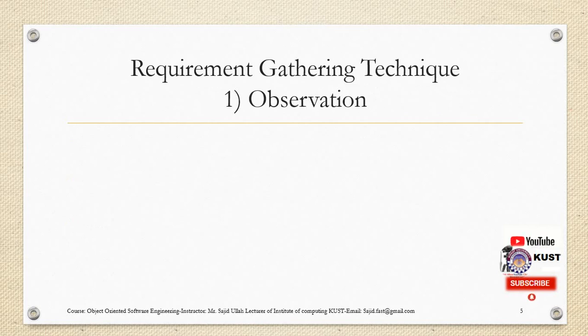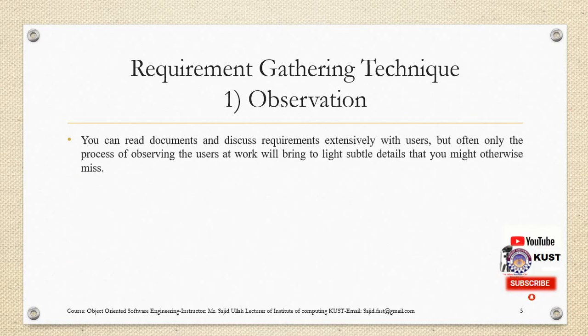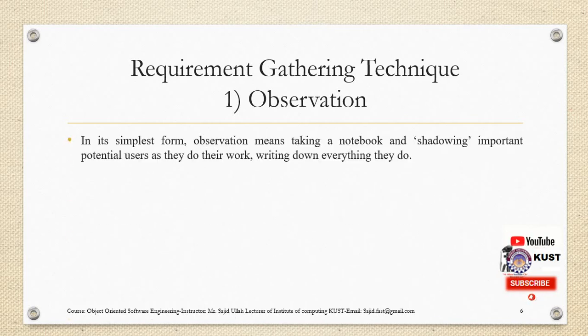First is observation. Observation is the first requirement gathering technique. You can read the documents and discuss requirements extensively with the user, but often only the process of observing the user at work will bring to light subtle details that you might otherwise miss. For example, in retail applications, you may notice the manager bargaining with the buyer over the price of certain items. In an interview, they may forget to tell you that this is something that is to be automated.